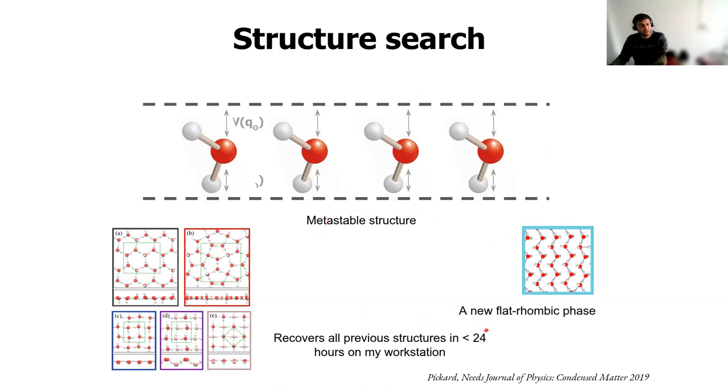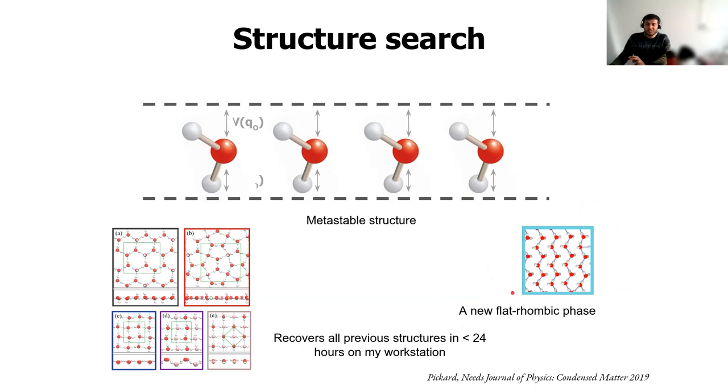So we were able to now, with the machine learning potential, perform these simulations. At least I was able to run all of them on the same desktop on which I'm presenting this on Zoom. All I did was run a giant script in Bash, because that's what Chris's code is based on, and next morning I had all of these structures. Of course, I had to do some processing, but I managed to recover everything that was known in first principles literature overnight, basically. And what I also found was a new phase, which is this flat rhombic phase.